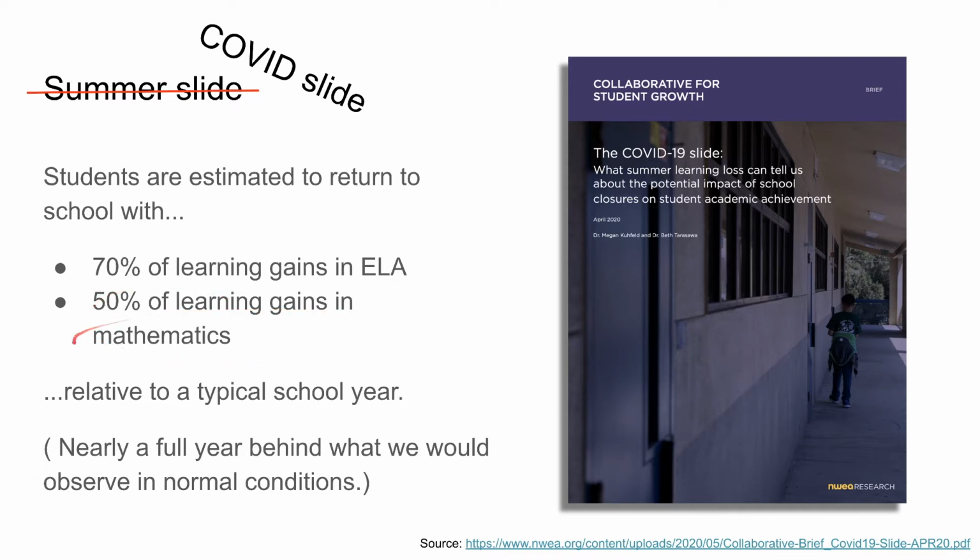And even more disheartening, only 50% of what they learned last year in mathematics. So this is compared to a typical school year. And what this means, this 50%, the fact that kids are coming in with only half of what they learned last year, that means they are going to be beginning the year nearly a full year behind what we would observe in normal conditions. This is insane.